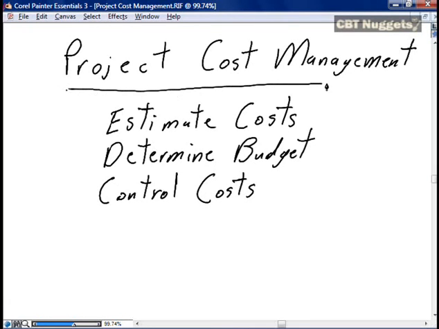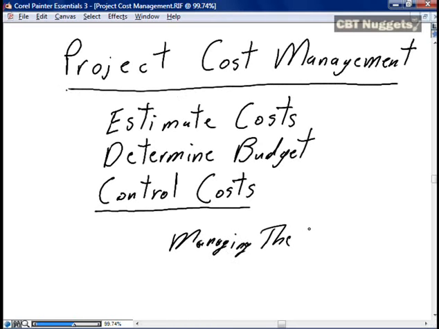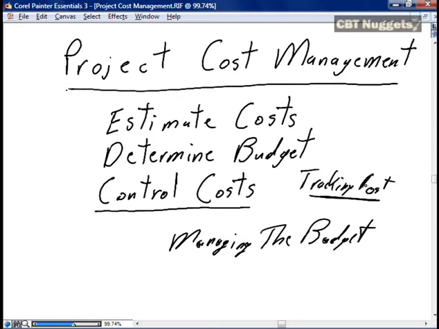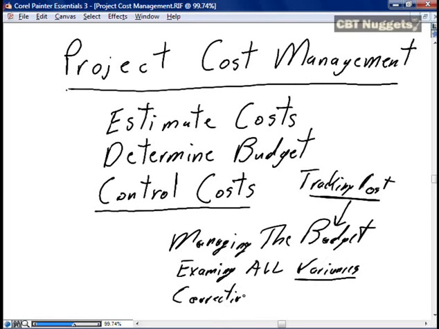This concludes our last nugget on project cost management. This nugget was focused on controlling the costs, managing the budget, tracking each and every cost from the project, ensuring that the costs incurred on our project match the budget, examining all variances, and understanding why variances exist, putting corrective actions in place to deal with the variances, to ensure variances don't happen again.